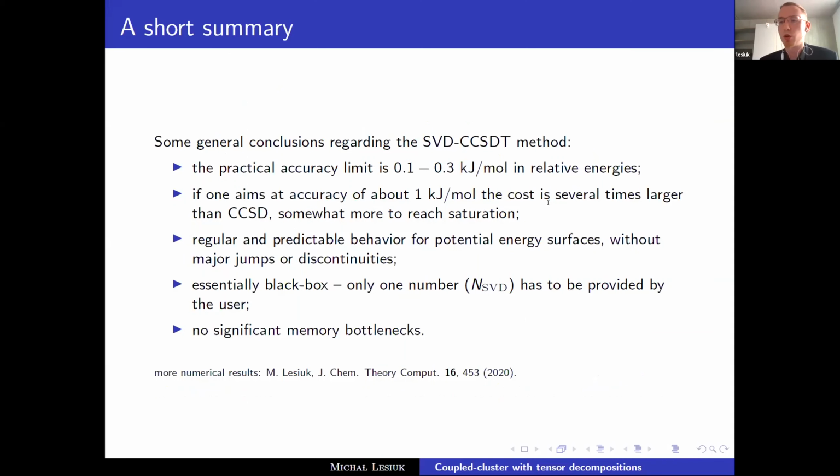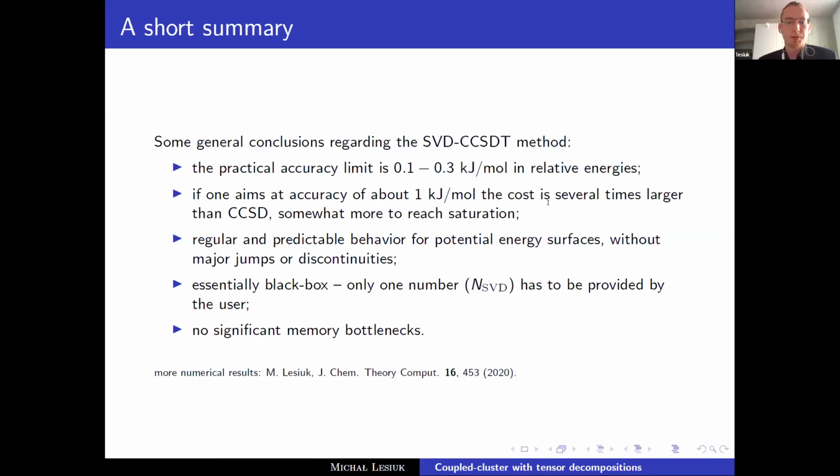So to sum up what I have shown you up to this point, the SVD CCSDT method scales as n to the 6th power of the system size. I will show you some timings later. The practical accuracy limit of this method is between 0.1 and 0.3 kilojoule per mole. Beyond that, you start seeing, first of all, some numerical noise, but second of all, the subspace size must be quite large, and it's hard to go beyond that. If one is trying to get 1 kilojoule per mole out of the method, then the cost will be several times CCSD, more or less.